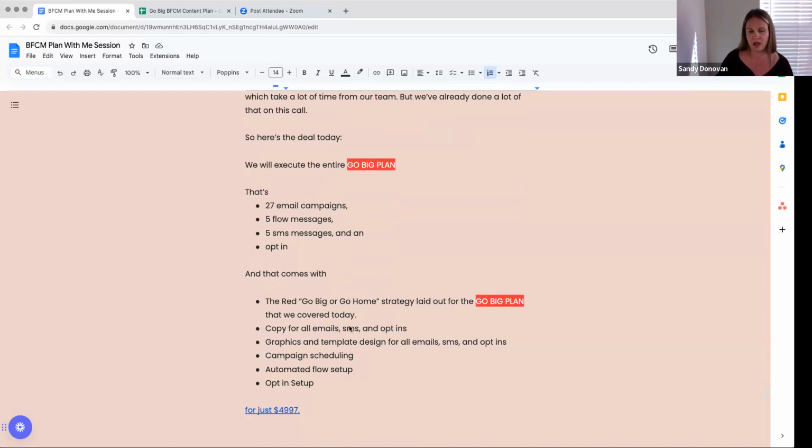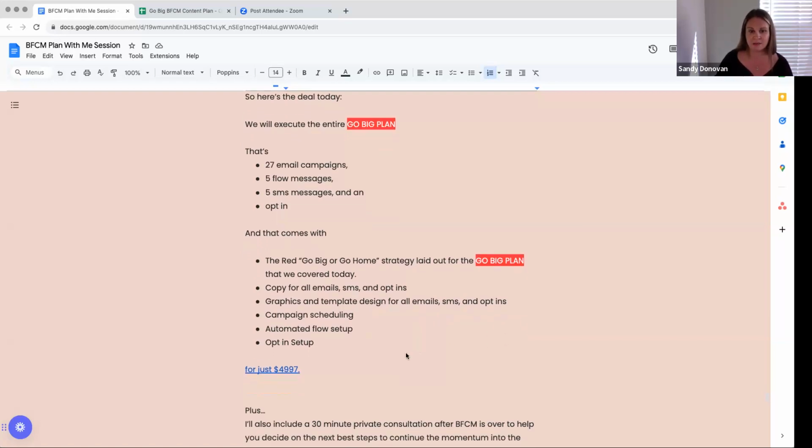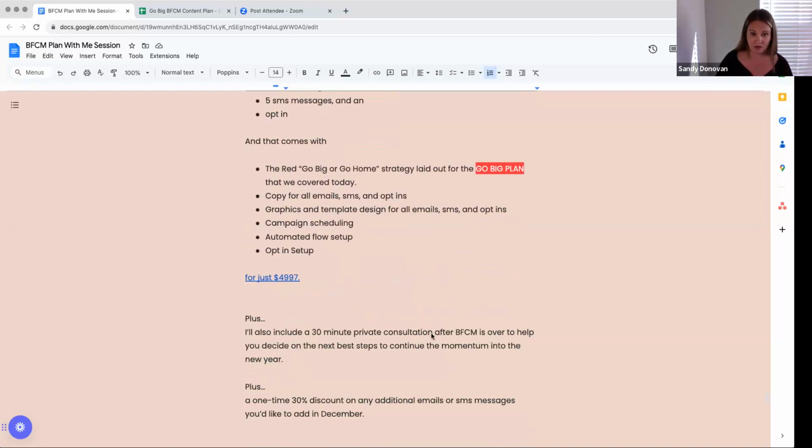It's everything. Copy for the emails, SMS opt-ins, graphics, template design, campaign scheduling, automated flow setup, segmentation, all of the tech work, all of the opt-in setup. And that will be just $49.97. So that's about a 50% discount right there from if you were to have called us up yesterday and just ordered this a la carte.